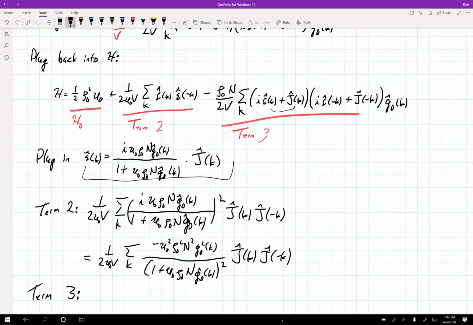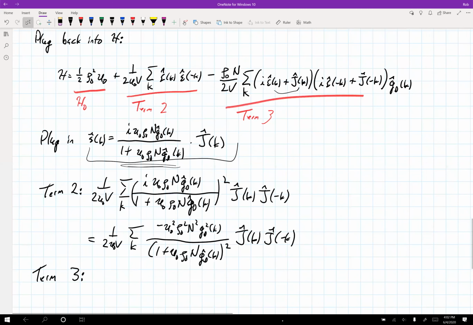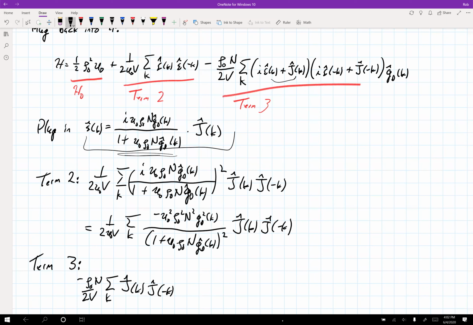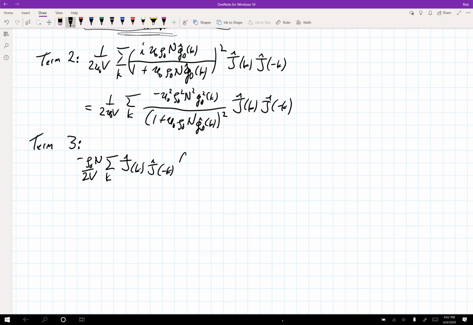And the same thing is going to happen over here, right? Where we have something times j hat of minus k, this whole thing times j hat of minus k, then plus j hat of minus k. And so we can just isolate the j hat terms by themselves. And then as the prefactor, we have minus rho naught n over 2v, sum over k, and maybe we'll just put the j hat of k, j hat of minus k out front. And we have I times epsilon hat and I of k, and then now this is going to be plus 1.